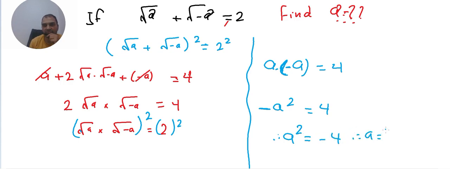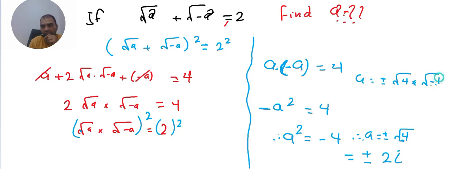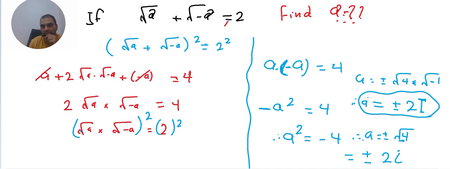Then the value of a will be positive or negative square root of negative 4. You can write positive or negative, and introduce the imaginary number i here. So the result will be positive or negative 2i, because we have positive or negative square root of 4 times square root of negative 1. Then the value of a equals positive or negative 2 times i. This is the value of a. Okay.